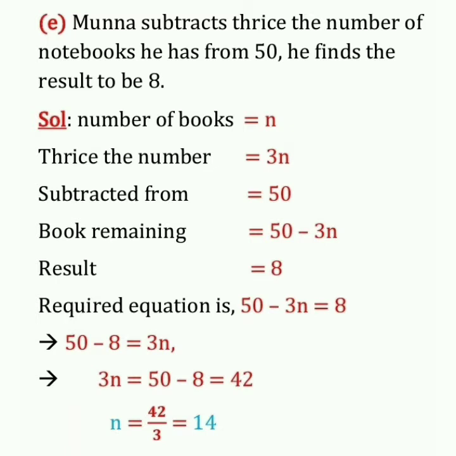Now simplify this equation. Transfer both the sides, that is, minus 3n from left to right and 8 from right to left. We get 50 minus 8 is equal to 3n. Therefore, 3n is equal to 50 minus 8. Now 50 minus 8 is equal to 42. Therefore, 3n is equal to 42. Therefore, n is equal to 42 upon 3 is equal to 14. It's clear?